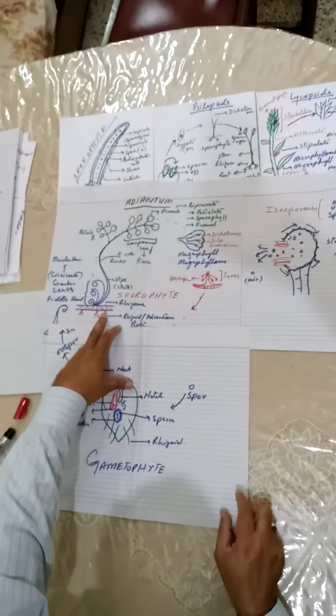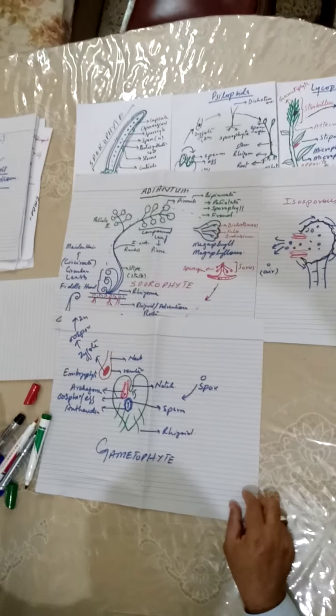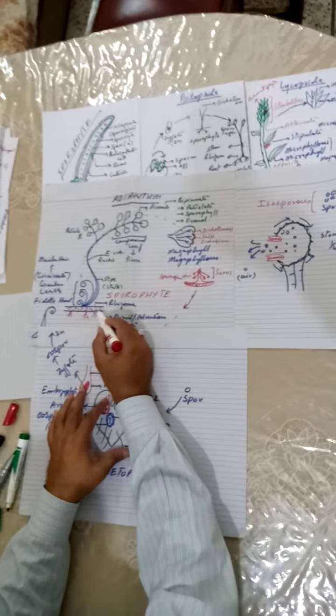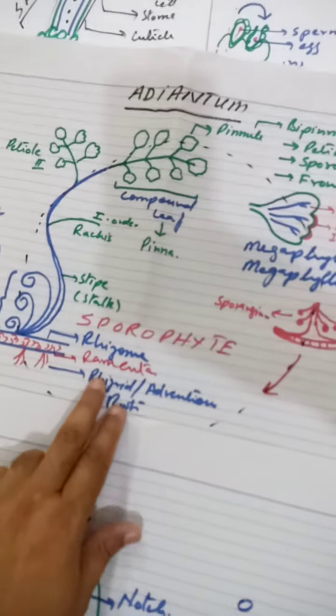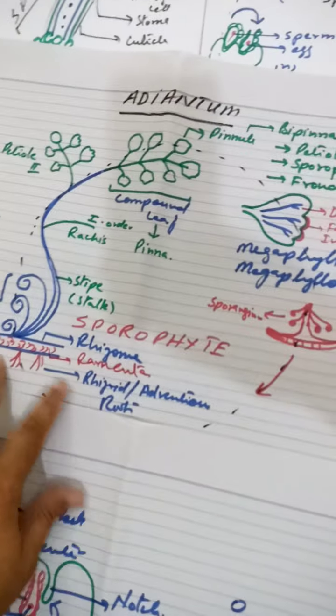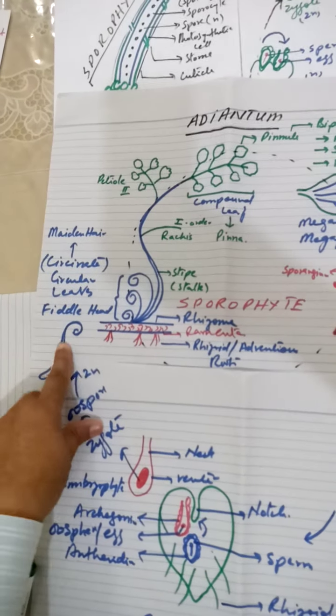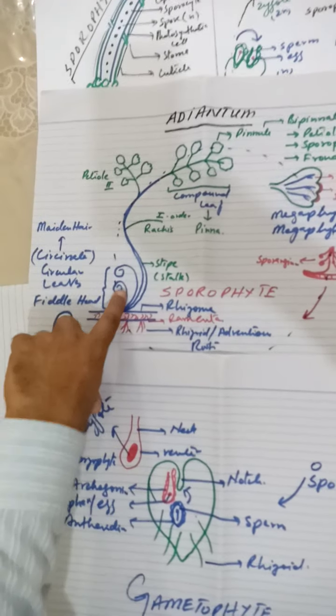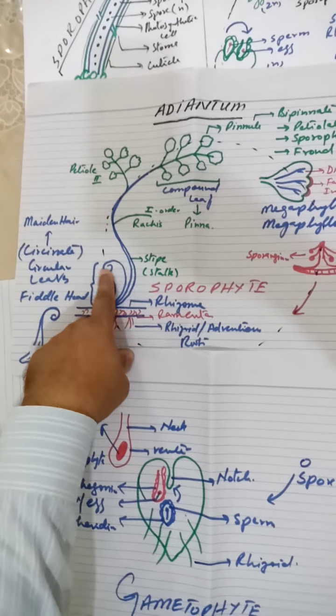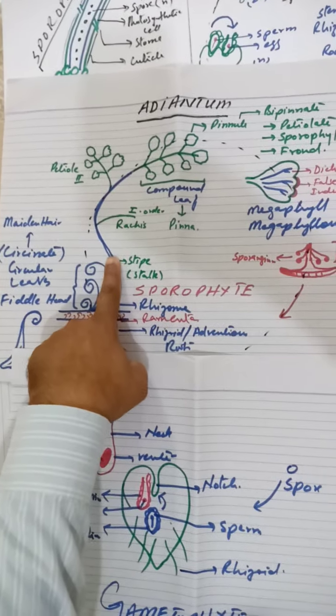Adiantum rhizome contains small leaf-like structures like this one. These are called remnants, the remnant parts of the leaf. Rhizoids, circinate vernation, fiddlehead like this one. Fiddle is basically an instrument. Circinate vernation is the arrangement in circular form. Then it opens its circinate vernation into a stipe or stalk.